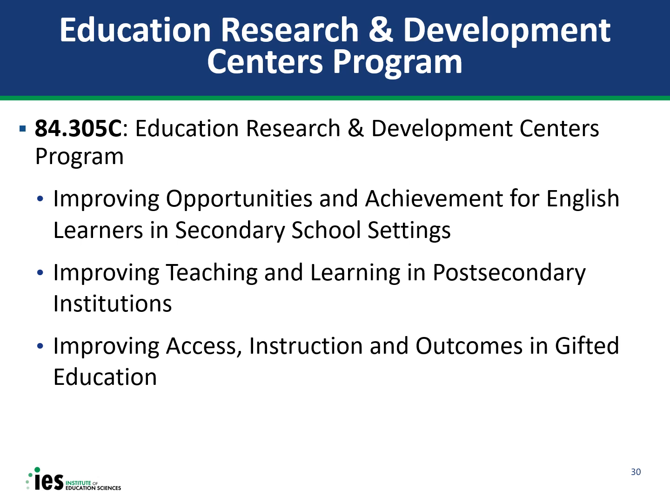The first topic, improving opportunities and achievement for English learners in secondary school settings, seeks to both identify and describe the policies and system-level practices that are associated with secondary school English learners' access to the general curriculum and how those policies are related to education outcomes, and to examine at least one approach to improve secondary school English learners' ability to learn from instruction in general education courses where English is the language of instruction.